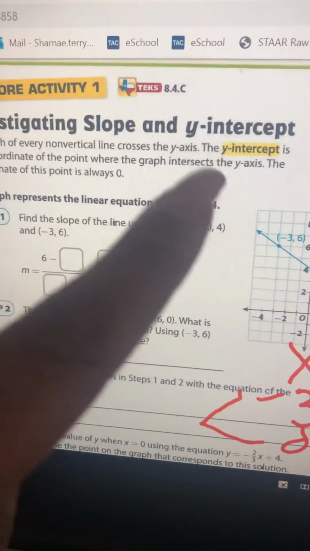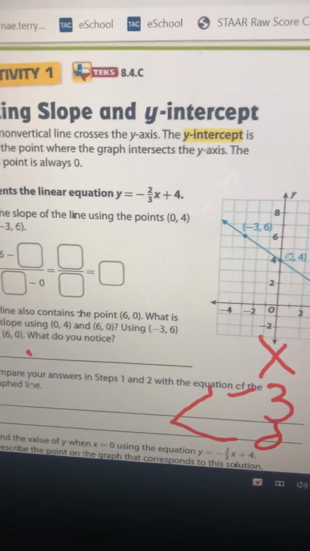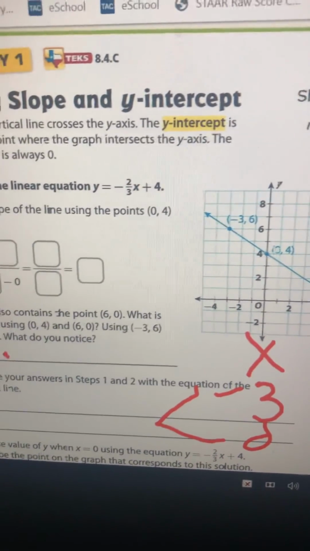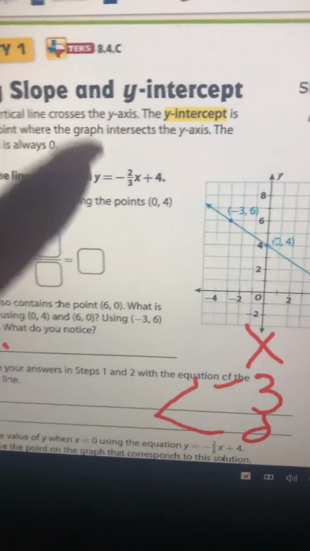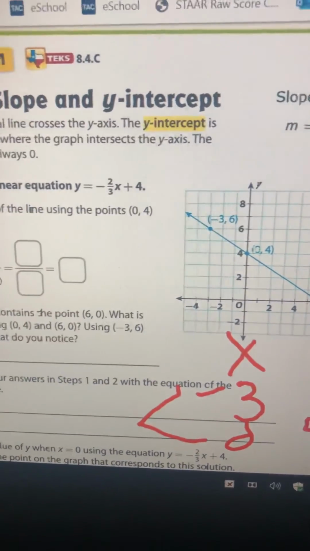You have your slope in front, and it can go on the back, but just remember, it's going to be the number that's attached to the x, okay? So I have my slope, and then I have my y-intercept.